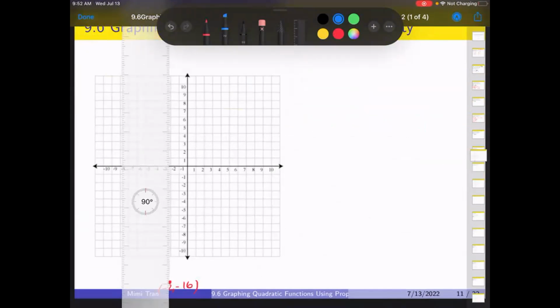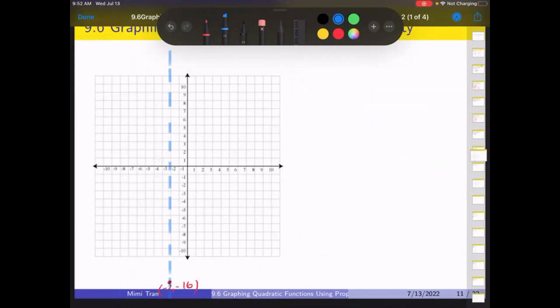On the graph, you won't see this. The purpose of the axis of symmetry is just to cut the graph into equal halves. So I'm going to draw a dashed line. It's not visible when you graph it on the graphing calculator.